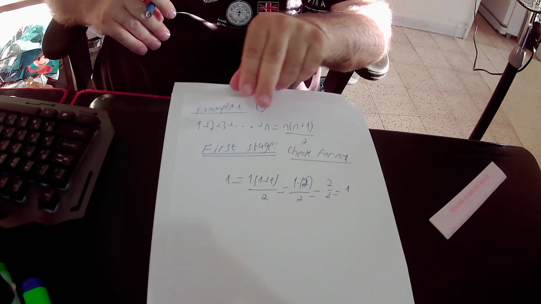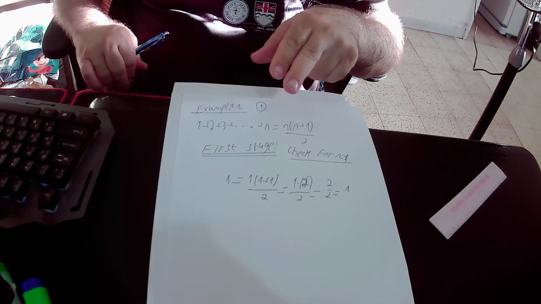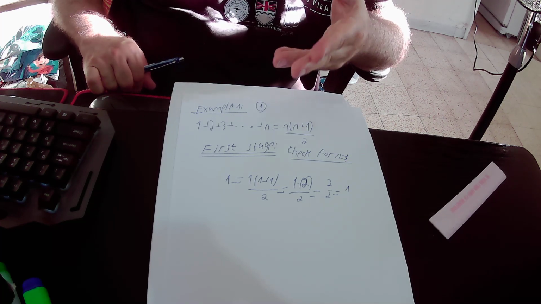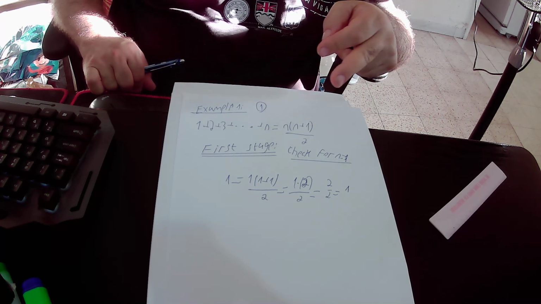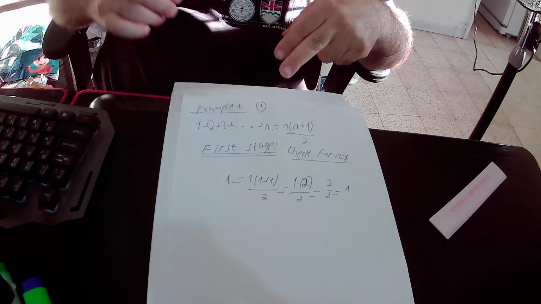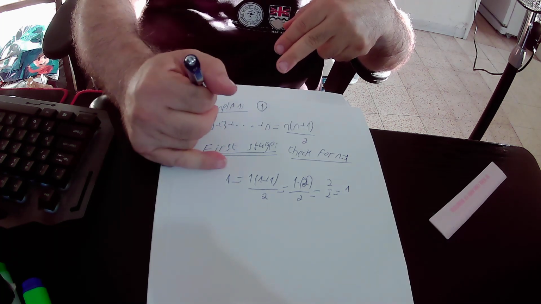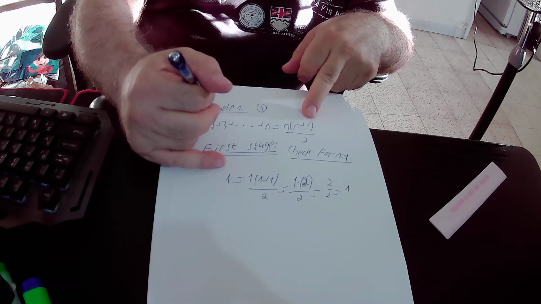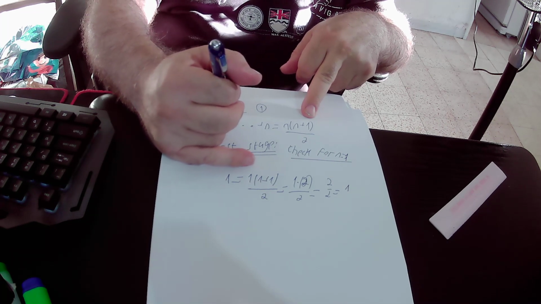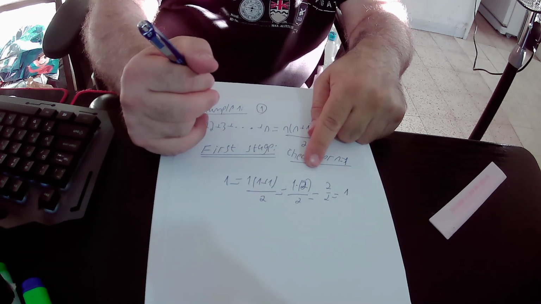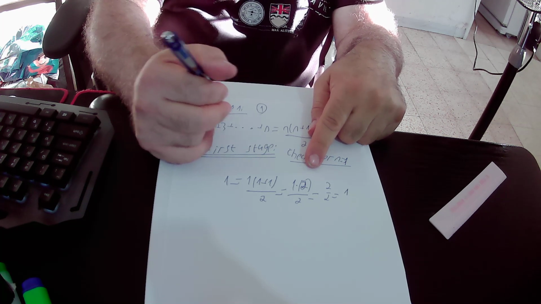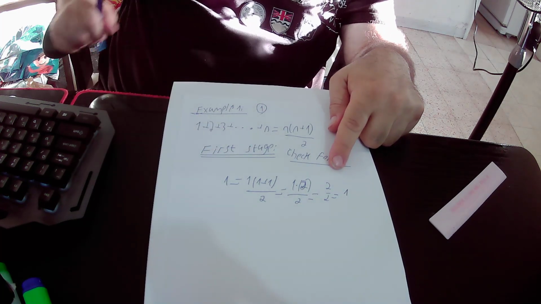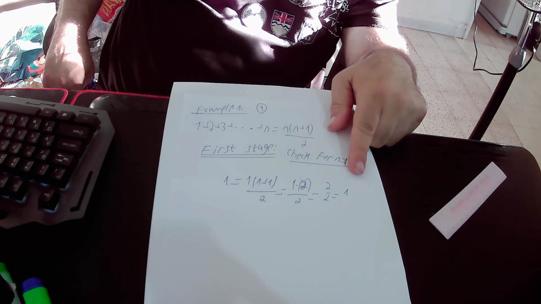Okay, so here we actually verified that the statement is true for n that equals 1. In this side of the equation we have 1, and the other side it is n times n plus 1 divided by 2, so it is 1 times 1 plus 1 divided by 2, and 1 plus 1 is 2, so it is 1 times 2 divided by 2. 1 times 2 is 2, and 2 divided by 2 is 1.